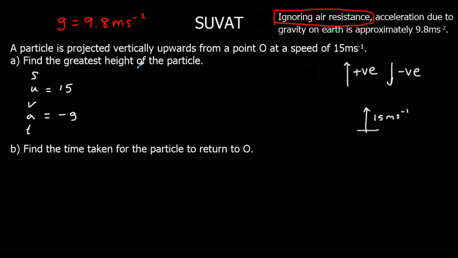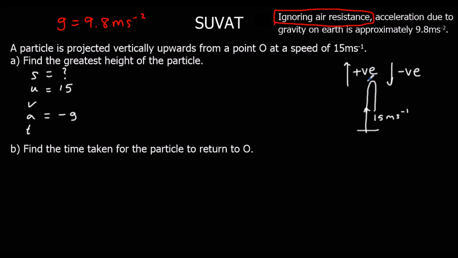Find the greatest height of the particle. So it's going to move up till it reaches its maximum height, and then it's going to come back down towards Earth.